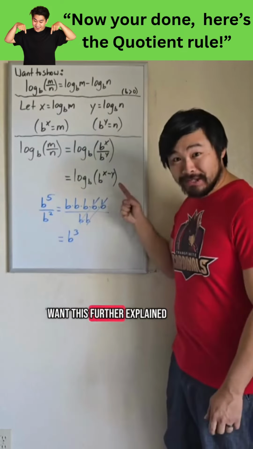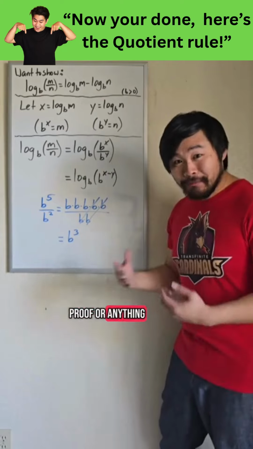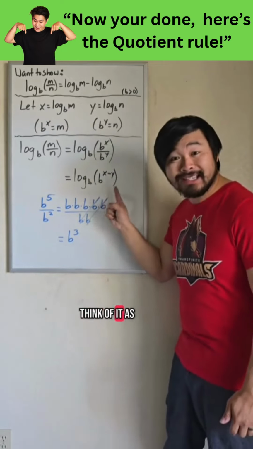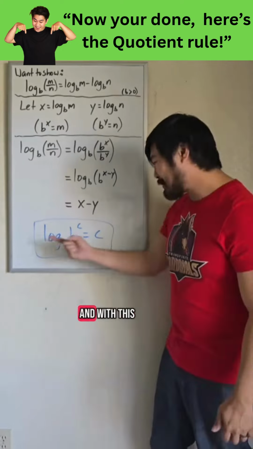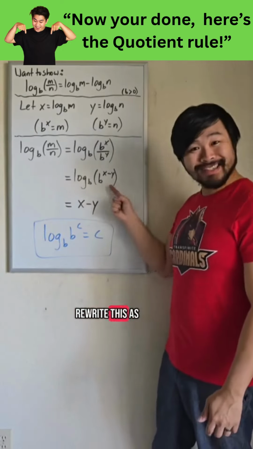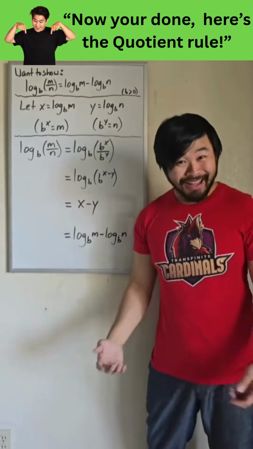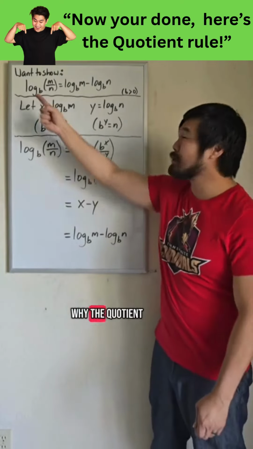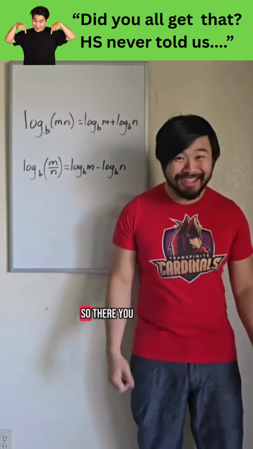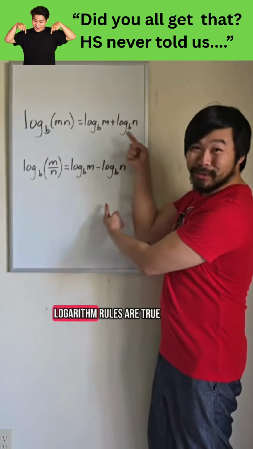And if you want this further explained, this isn't a proof or anything, but we subtract because we can think of it as that's how many sets of base over base simplify to 1. And with this property, we can rewrite this as x minus y. And when we make the substitutions for x and y, we can see why the quotient rule works. So there you have it. That is why these logarithm rules are true.